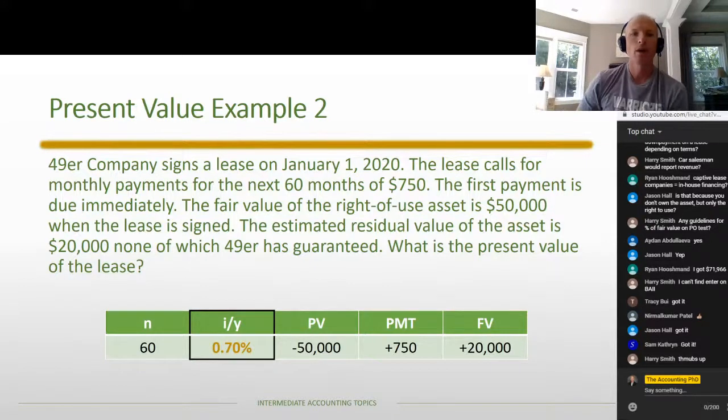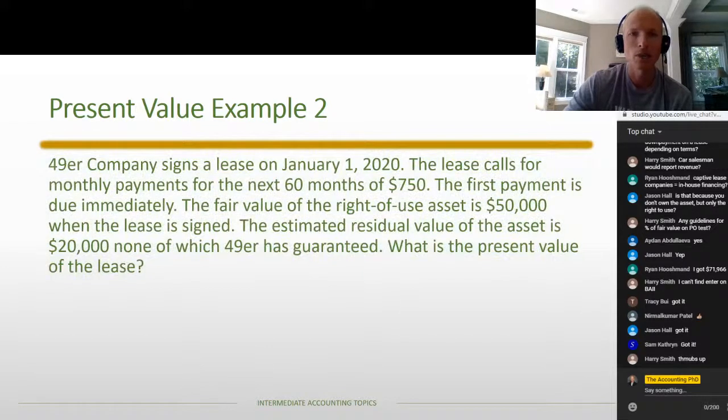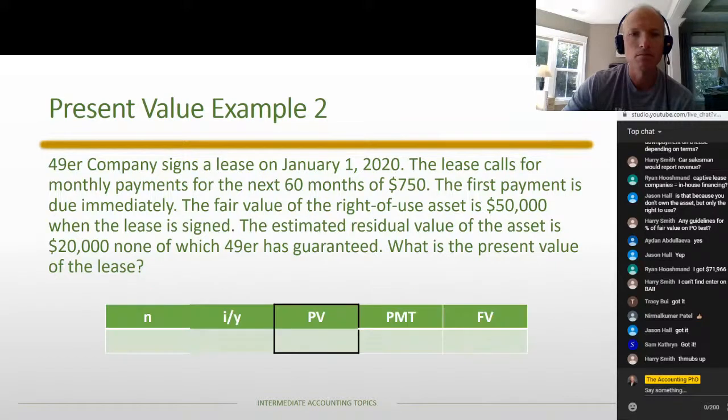And so their monthly implicit rate is 0.7%. So that's the monthly rate of return on this lease from the lessor's perspective. All right, now we need to take the next step, and that is to calculate the present value of the minimum lease payments. So now we're solving for the PV from the lessee's perspective. So the N and the I/Y are the same.